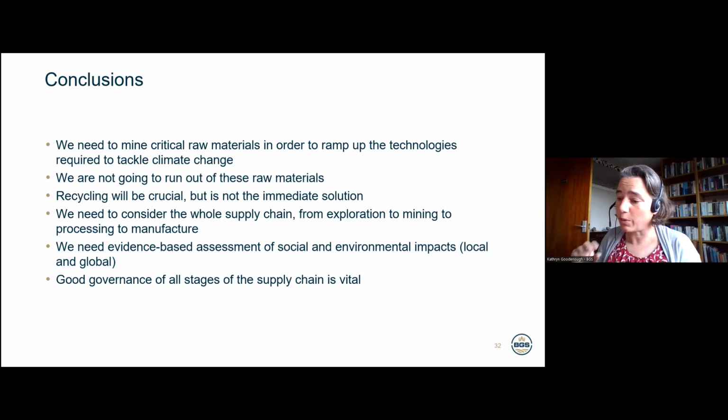And the final thing that I will say, my final conclusion, is that we have very little critical raw material mining in Europe. And yet we know that the best governed, the best rooted in evidence and modern technology, the best opportunities for that sort of mining are right here in Europe, and yet we're not doing it. And there's a question for you.